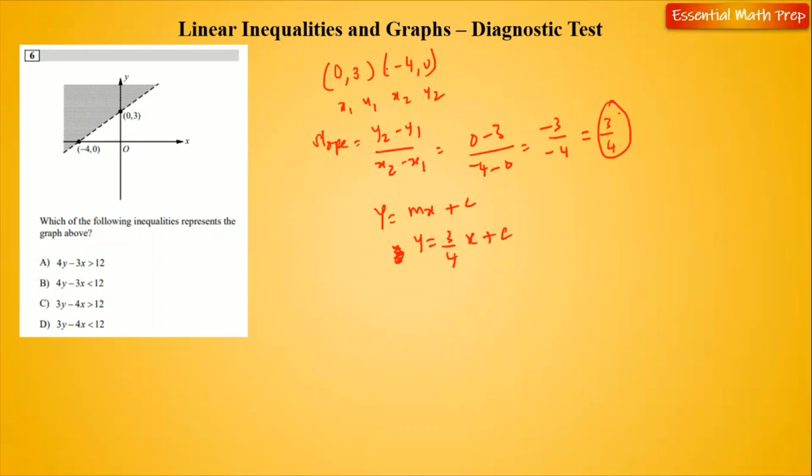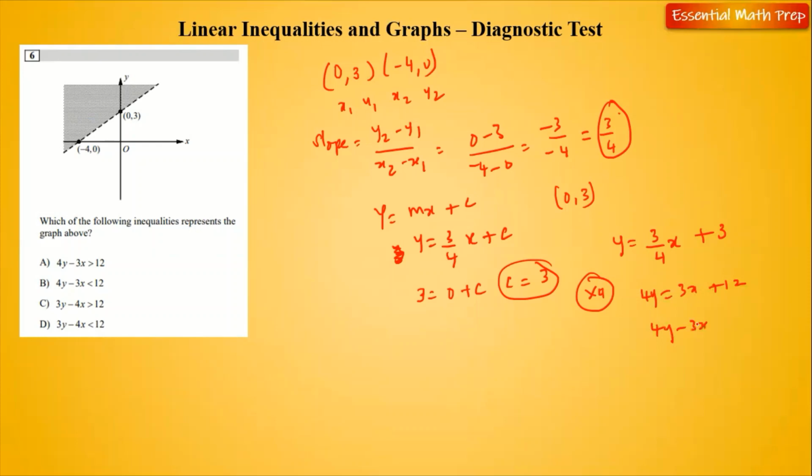We can use one of the two ordered pairs. Let's just use (0, 3). If you put y equals 3 and x equals 0, then c equals 3. So the slope-intercept form is y equals 3/4 x plus 3. If you multiply by 4 throughout, then you get 4y equals 3x plus 12, so 4y minus 3x equals 12.